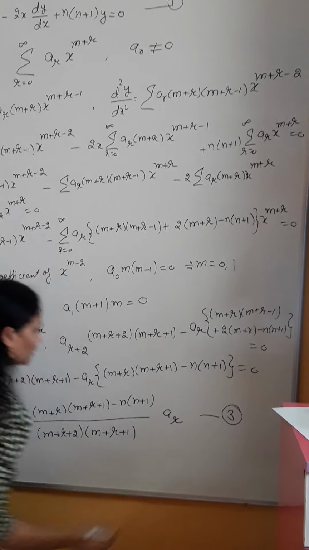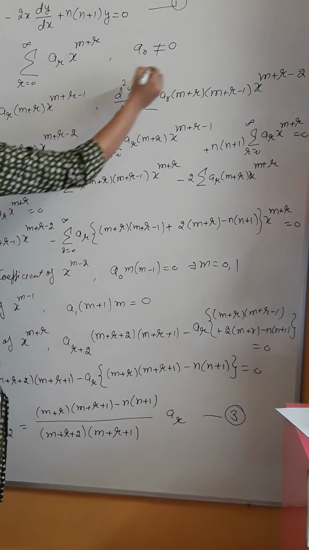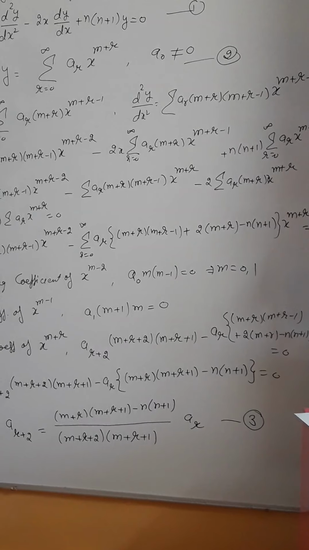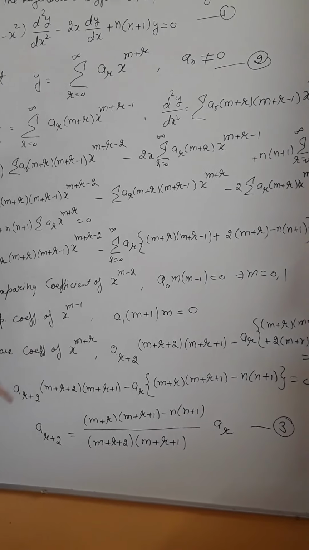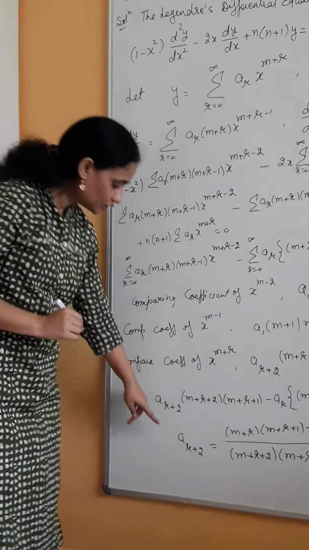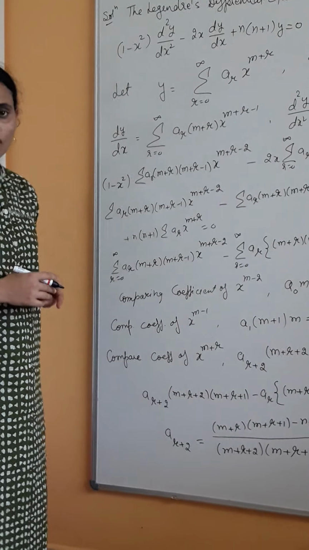As the assumption we made equation 2, equation number 3 is known as the recurrence relation for Legendre's equation. So the assumption of the solution, mark that equation number 2. So this is the recurrence relation. And what is the meaning of recurrence relation? Using this relation only we can generate the remaining constants.